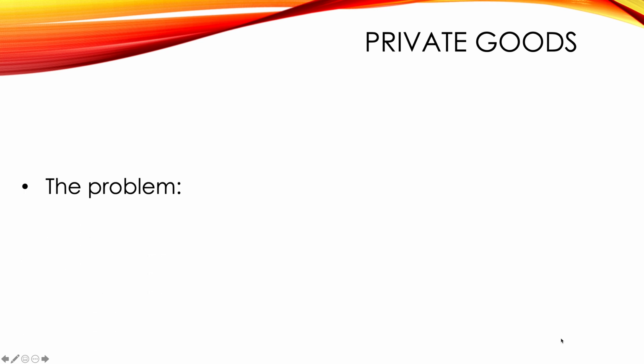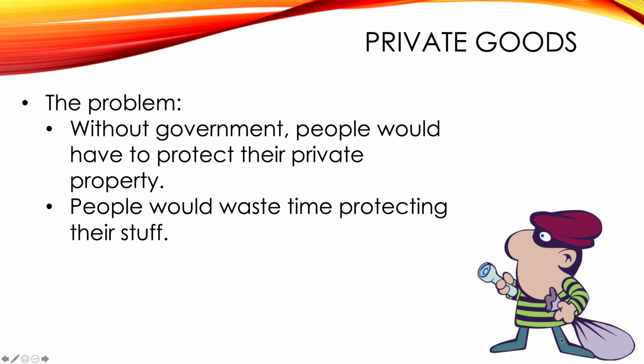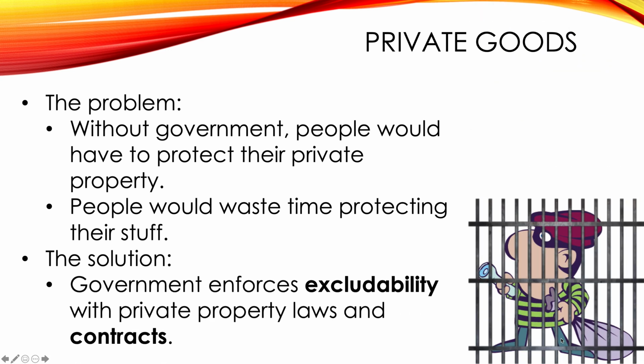So those types of products will tell us a little bit about what the government does in a mixed economy. For instance, with private goods. The problem with private goods is without government, you'd have to protect your property all the time, right? You'd have to be sitting there protecting it yourself or paying somebody to protect it, whatever. But because we have government, we don't have to waste time protecting our stuff. That's the solution here. The government creates laws and they have police forces that enforce these laws so that your stuff is excludable. It's a private good. You can exclude people from using it. The government's going to back you up on that.